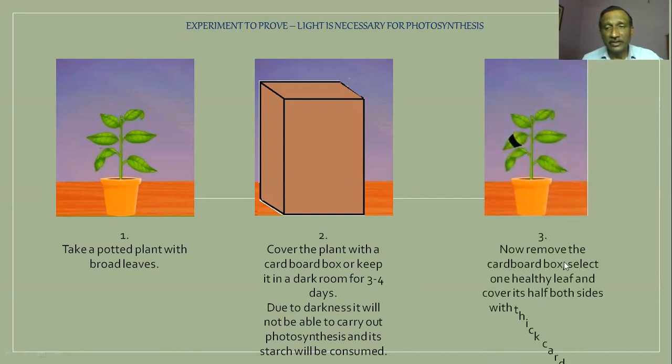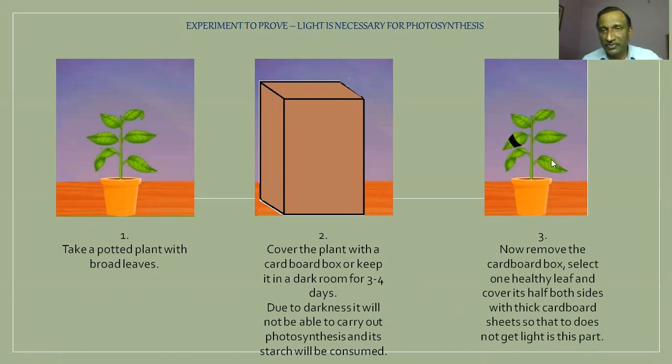Now remove the cardboard box and select one of the healthy leaves. Like that, in my plant which I had taken for the experiment, all the leaves are healthy leaves. None of them is damaged or brown or burned or infected, etc. So take a healthy leaf, and cover its half.